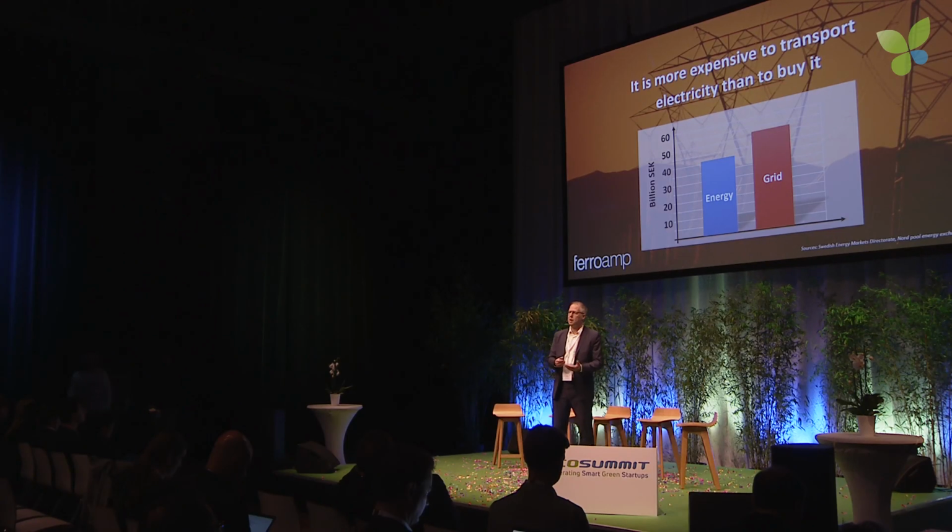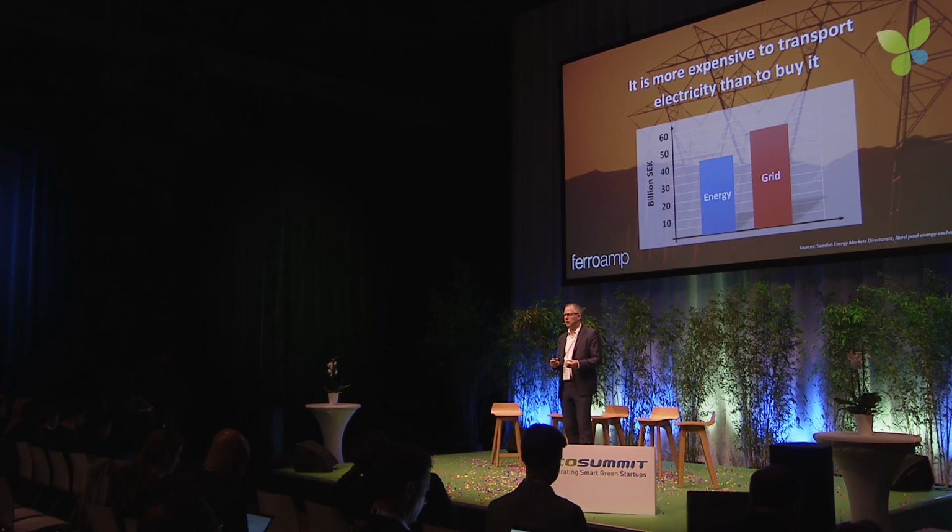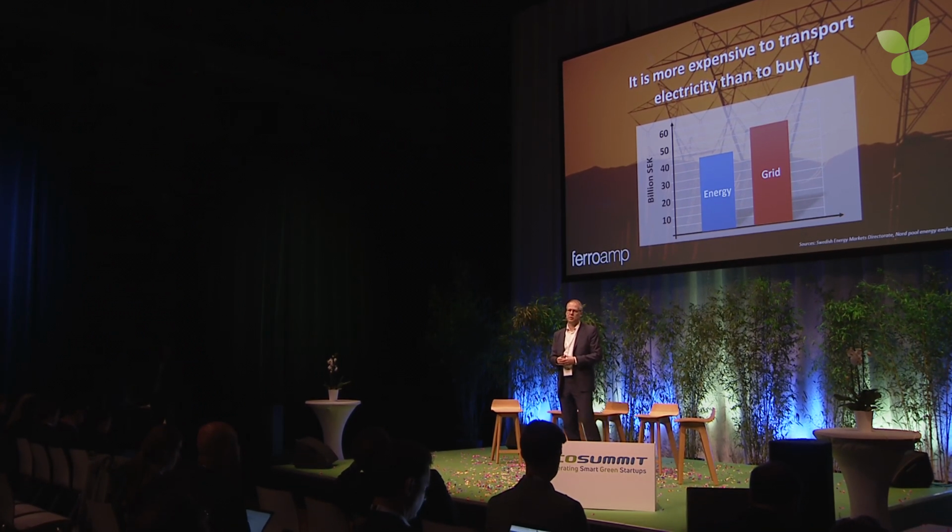Okay, so why do we need DC grids? Well, one of the key drivers here is that it's more expensive to transport electricity today than it is to buy it. This is illustrated by the blue bar here, which represents the turnover, the total value of all the electricity being traded on the energy exchange in Stockholm. The red bar represents the grid costs that customers pay to access that electricity. So the logical conclusion here is that energy should be produced locally, stored locally, and used locally whenever this is possible. And this is where DC grids come in.